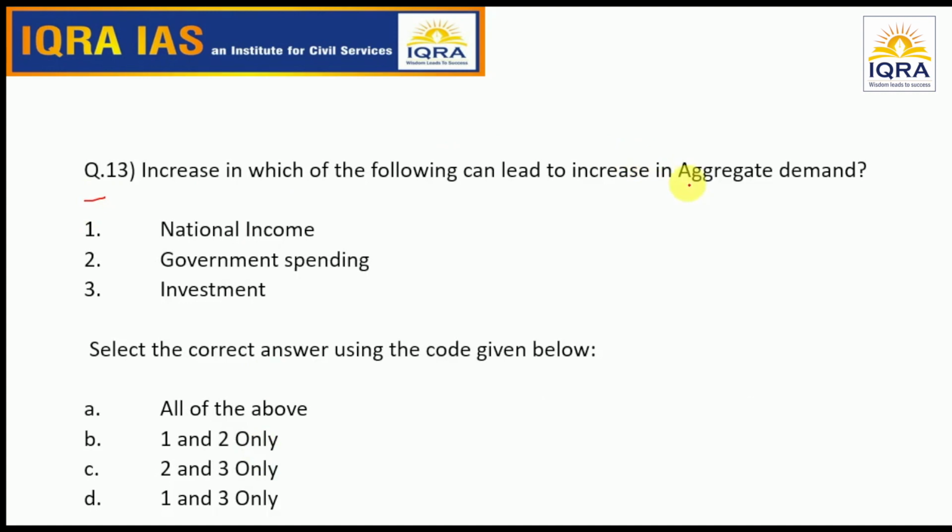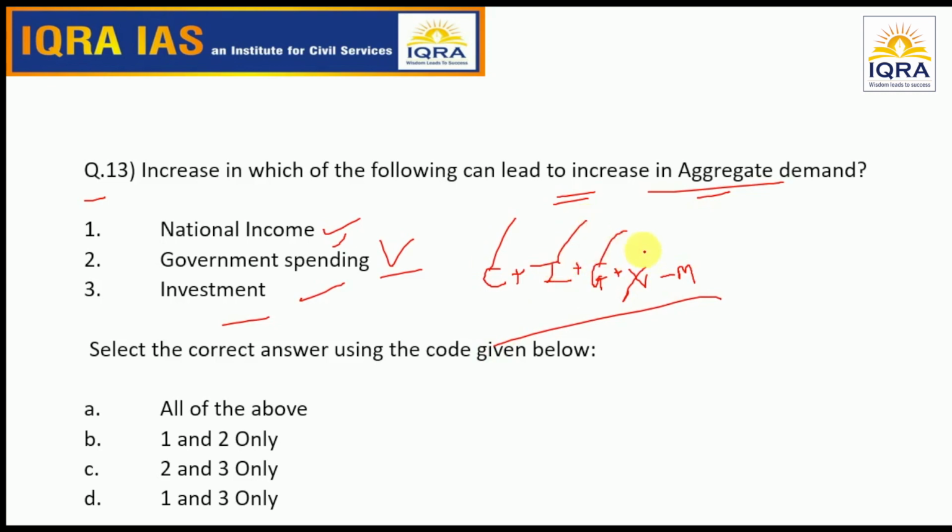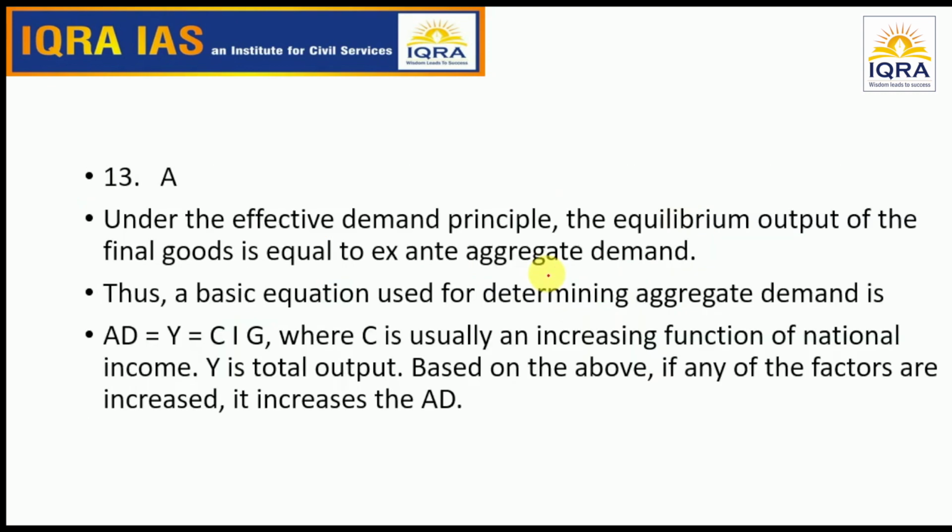Question number 13. Which of the following can lead to an increase in the aggregate demand? Aggregate demand is C plus I plus G plus X minus M. National income, government spending, investment: three parameters are used, and the answer is all of the above. So if national income increases, aggregate demand increases. If government is spending, aggregate demand increases, and likewise investment. So this is C plus I plus G plus X minus M: your consumption expenditure, investment expenditure, government expenditure, export and import. This is what your aggregate demand is in an economy.